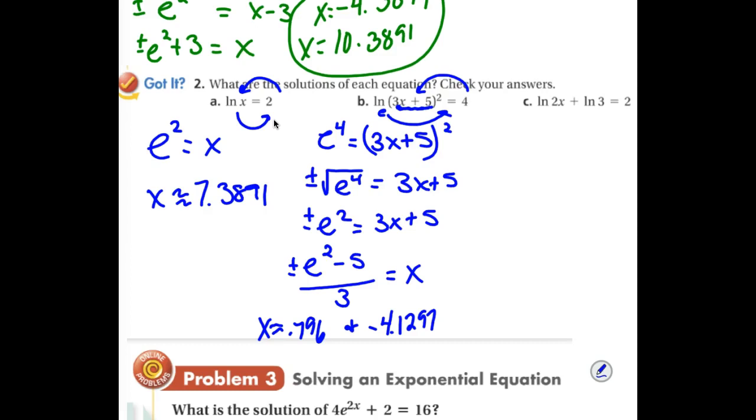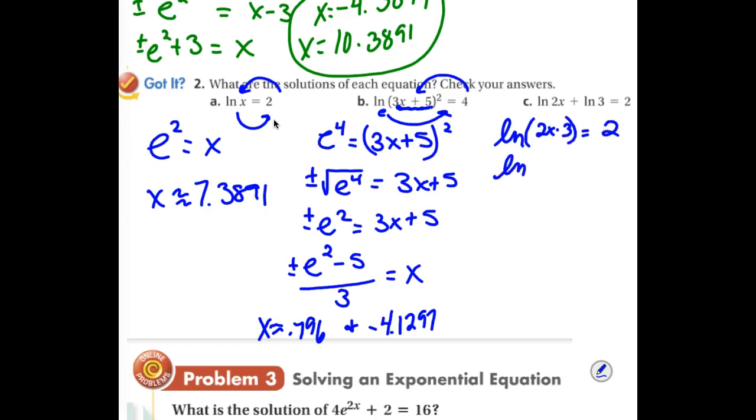How is C different? There's 2 natural logs on that side. What was our technique yesterday? Condense it back down into 1. All right? It's an addition, which means we're going to condense it into multiplication. So we have the natural log of 2x times 3.